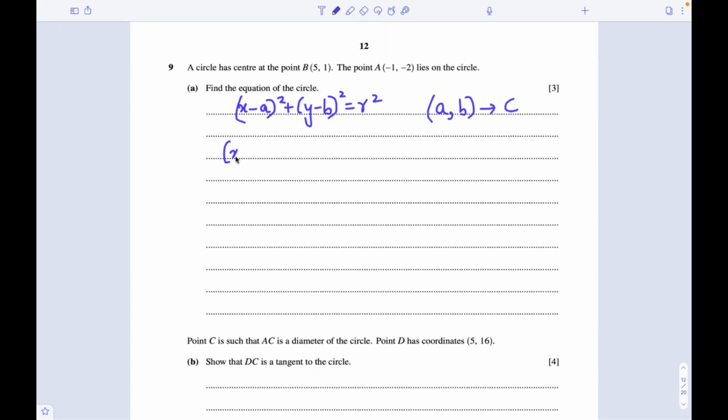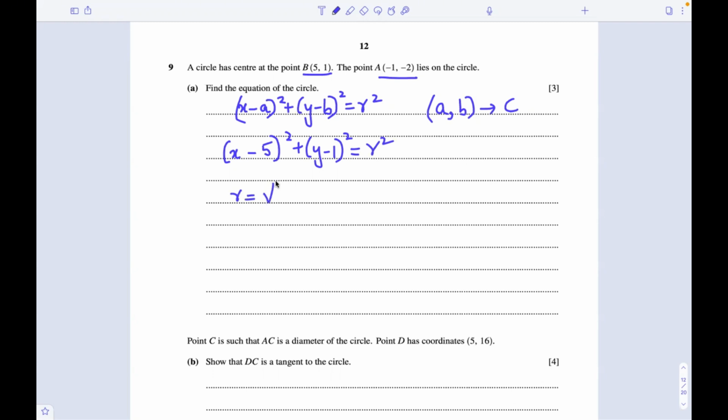So we have the center as (5, 1). So we can write (x minus 5) whole squared plus (y minus 1) whole squared is equal to r squared. Now, what we need to understand is that this is the center and this is a point that lies on the circle. So the distance between these two points will be the radius. So we can find the radius by using the distance formula.